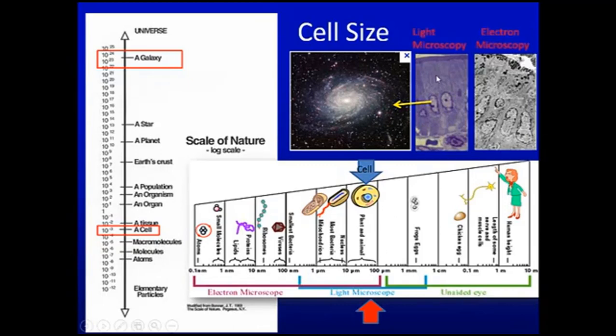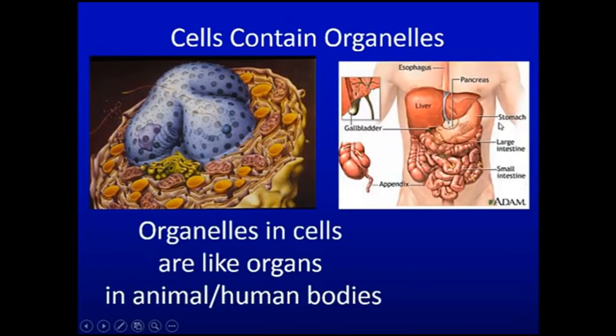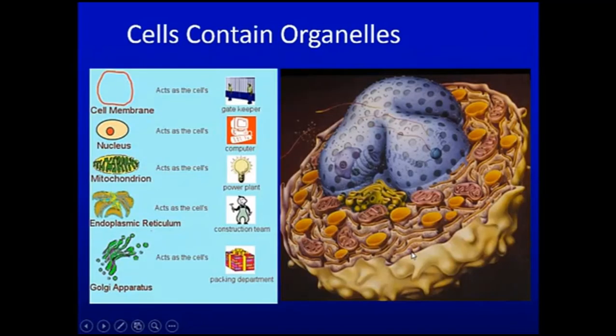And so the same cell that we saw before, a simple columnar epithelial cell, a similar type of simple columnar cell could be seen here. This happened to be an intestine, that's in the stomach, but both of them are simple columnar cells. So cells contain organelles, like the body contains organs. Organelles in cells are like organs in the human body.